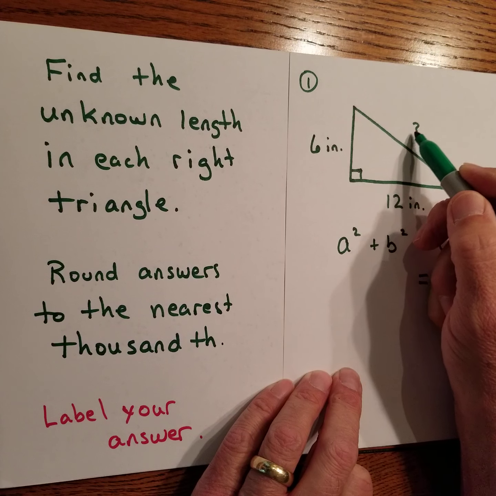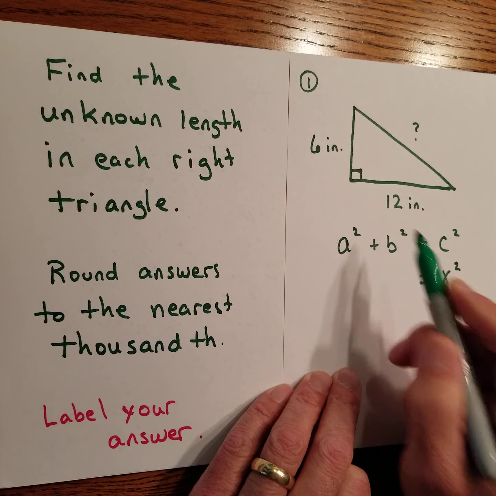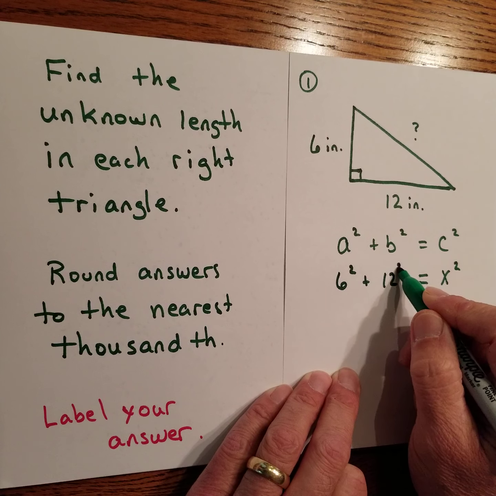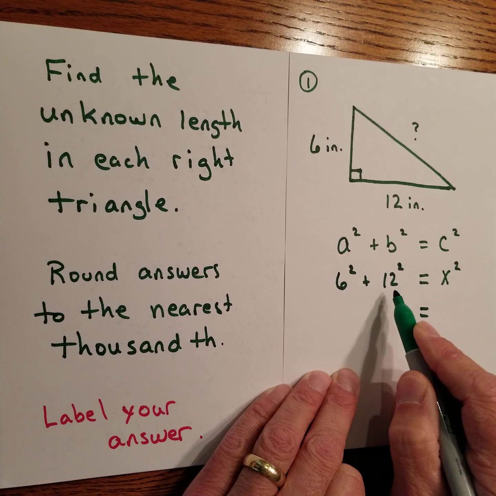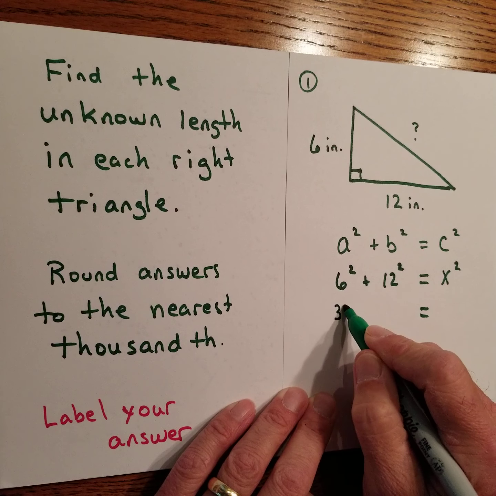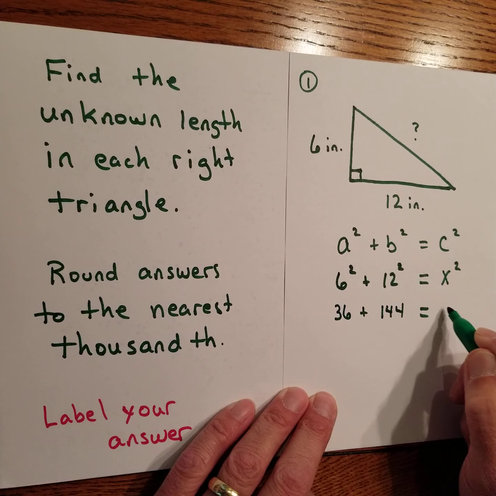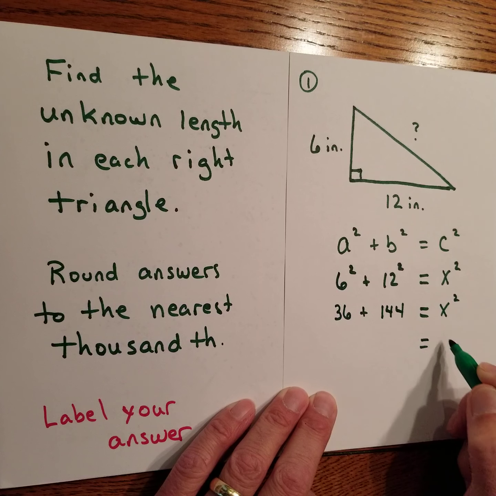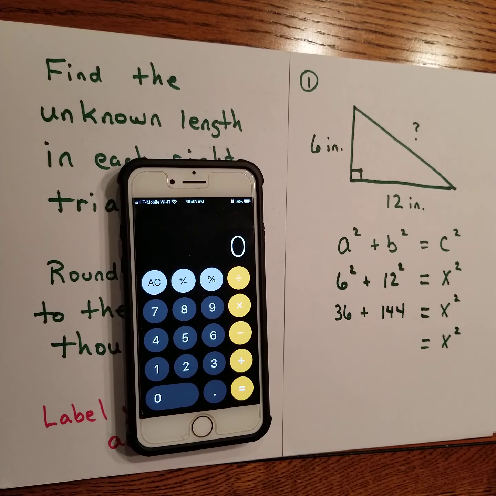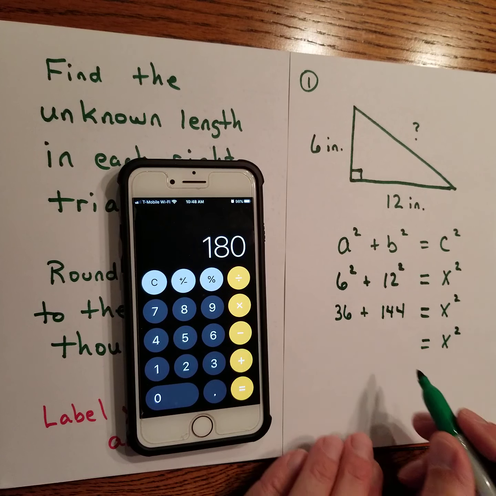Here's the right angle. Across from the right angle is missing, so we'll call it x. The other two sides are 6 and 12, and they can go in whatever order you like for a and b. Here's my a squared plus b squared equals c squared. Now 6 times 6, that's 36. 12 squared is 144. These are like terms, so I can add them. If I add 36 to 144, I get 180.